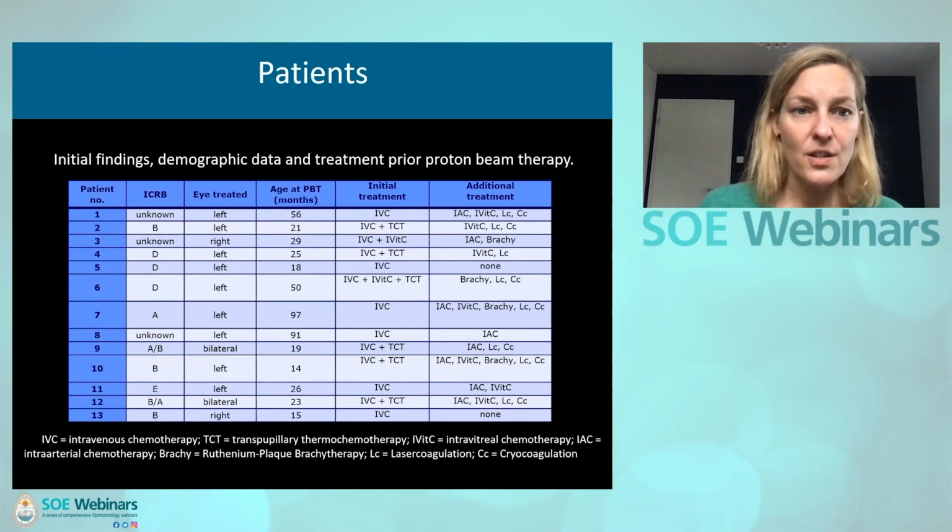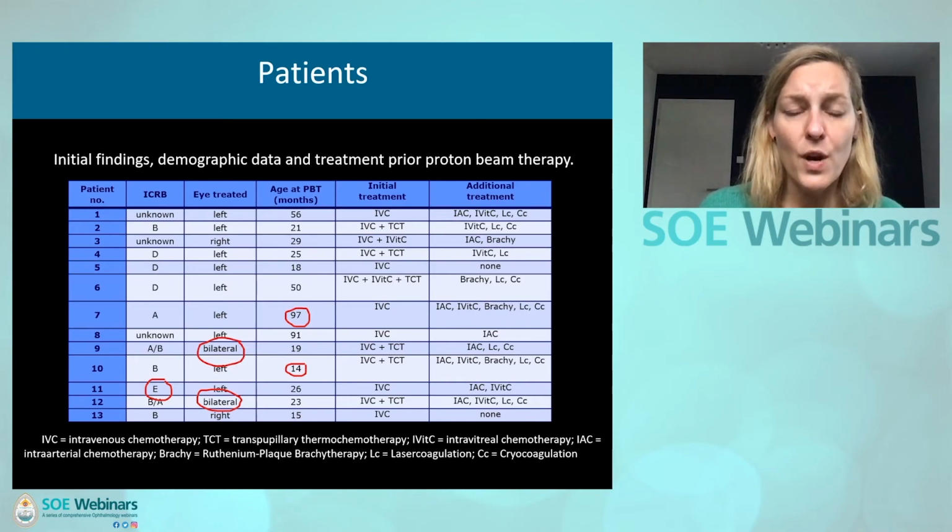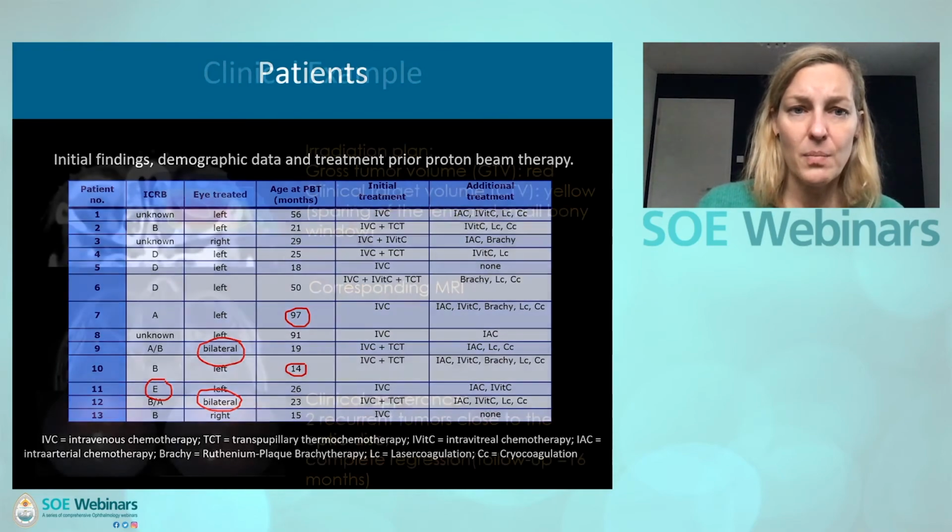Here you see the initial findings, demographic data, and treatment prior to proton beam therapy. I don't want to go too much into detail. I just want to point out a few things. You see that we treated one group E eye. We treated 2 children bilaterally. The youngest patient was 14 months old, the oldest 97, and you can see that all of them had quite a range of different treatments before we started proton beam therapy.